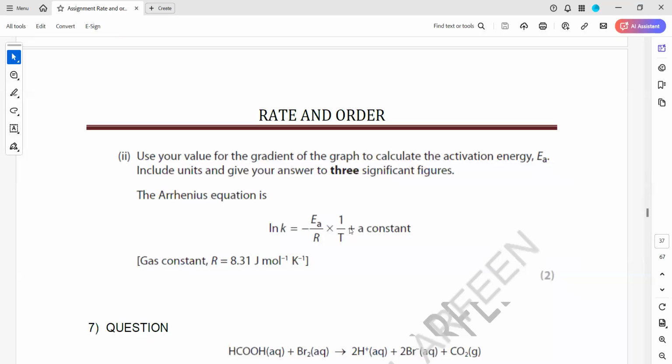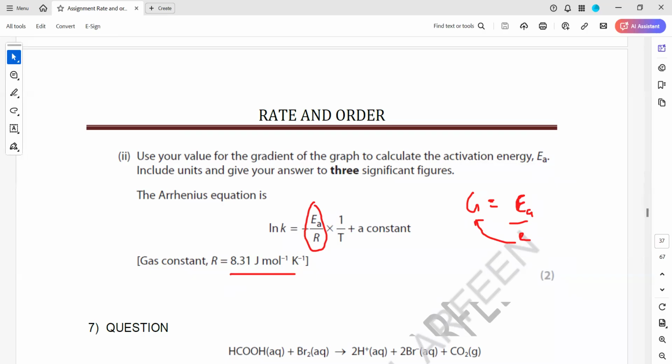So when we work out the gradient, it is activation energy divided by R. So when we work out the gradient from our graph, it will be Ea over R. So if I need activation energy, R, the gas constant value, is also given, and you multiply by the gradient of your graph, you will get the activation energy for this reaction, which will be in joules.